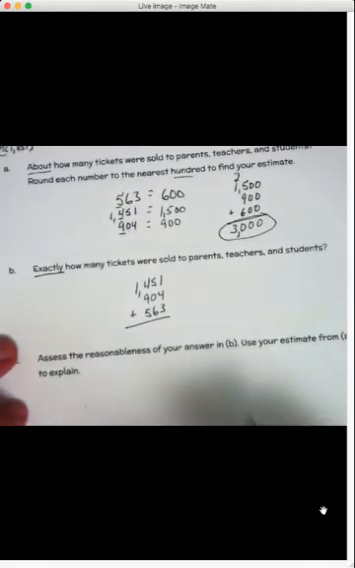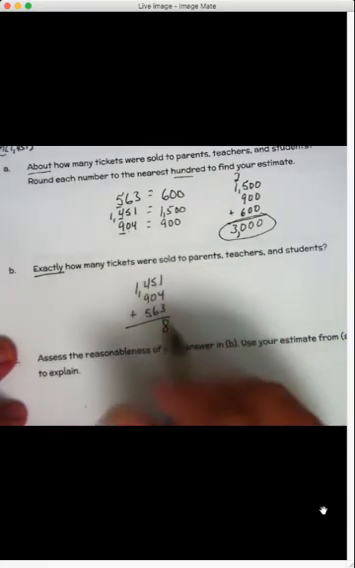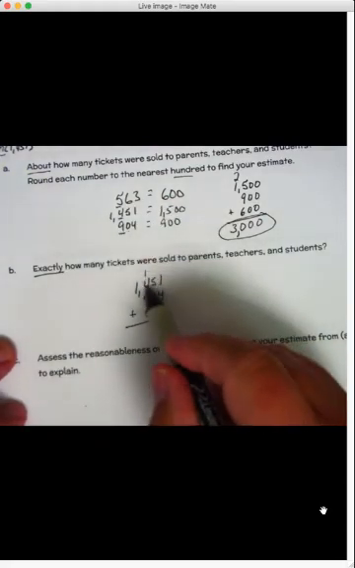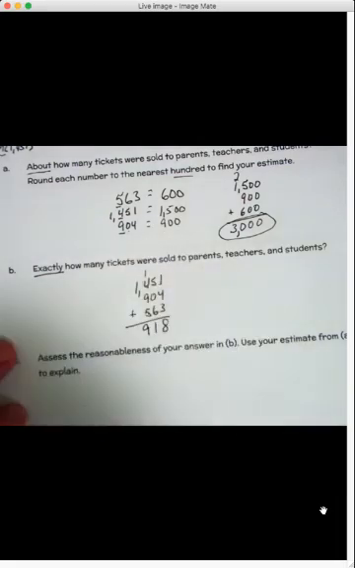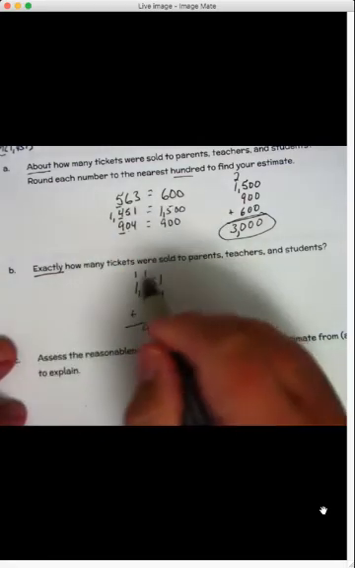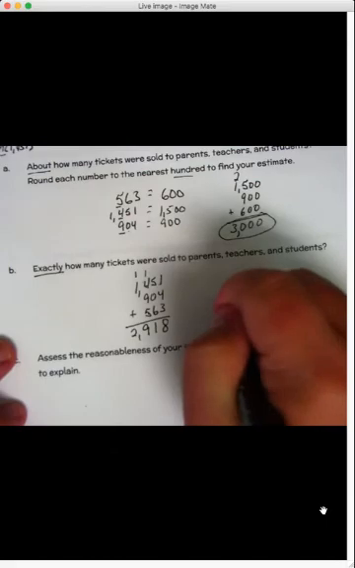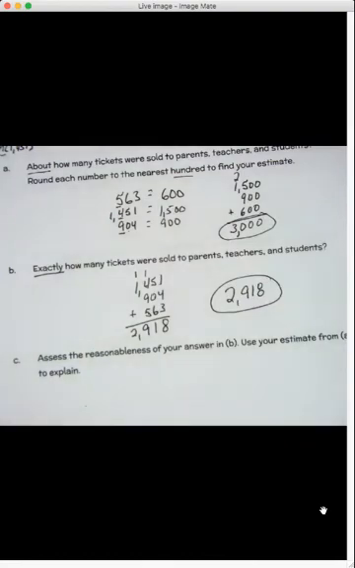Now we'll add these. 1 plus 4 is 5, plus 3 is 8. 5 plus 0 is 5, plus 6 is 11. Put our 1 down. We've got another group to carry over there to hundreds. 1 plus 4 is 5, plus 9 is 14, plus 5 is 19. Put our 9 down. Carry our group to the thousands place. 1 plus 1 is 2. And so exactly there were 2,918 tickets sold exactly.